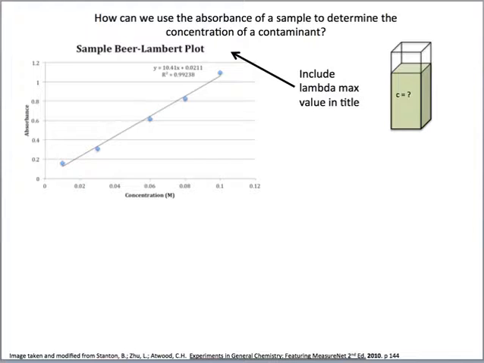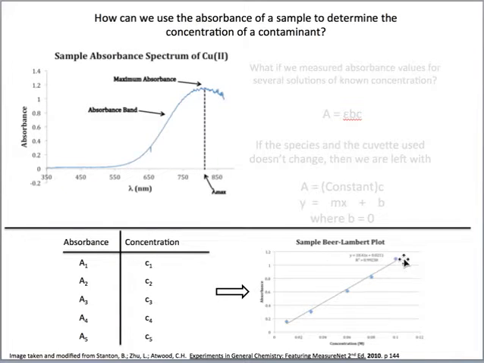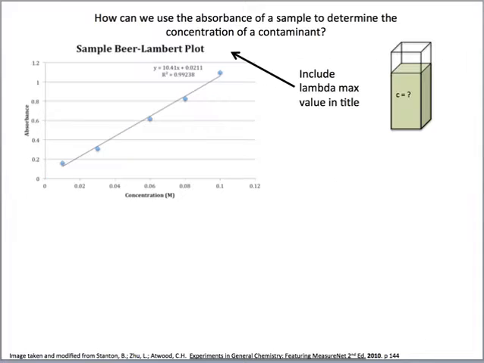How does this help me get the concentration of a solution for which I don't know it? All right, well, again, here's our sample Beer-Lambert plot, which, by the way, that's what the linear relationship between absorbance and concentration when plotted, that's what it's called, the Beer-Lambert plot. And whenever you make your Beer-Lambert plot, which you will, make sure you include the lambda max value that you used in your title. Okay, I didn't do that here because it's a sample plot, and I really should have, but make sure you include that.